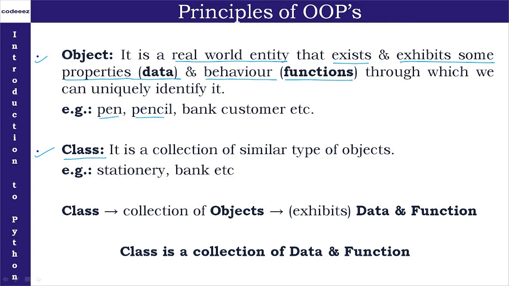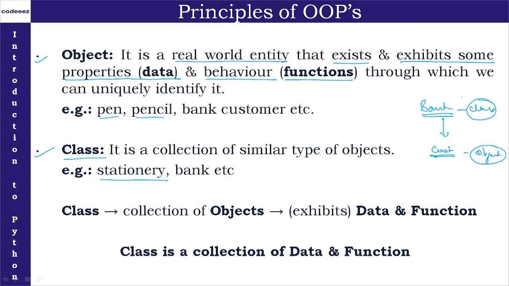So stationery here will be treated as a class, right? So stationery is an example of a class. When we talk about the real world example, as I said, I have taken the example of a customer of a bank. So there are multiple customers of a bank. So all those customers will be treated as an object, and the bank itself will be considered as a class, right? So when we talk about the bank and a customer relationship, bank will be treated as a class, and here the customers will be treated as an object of that particular class, right?